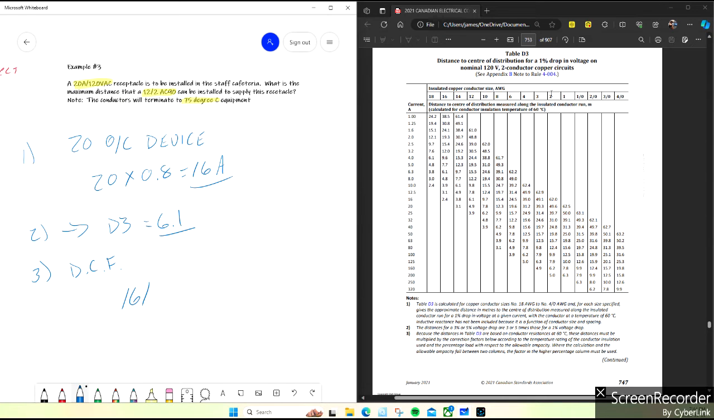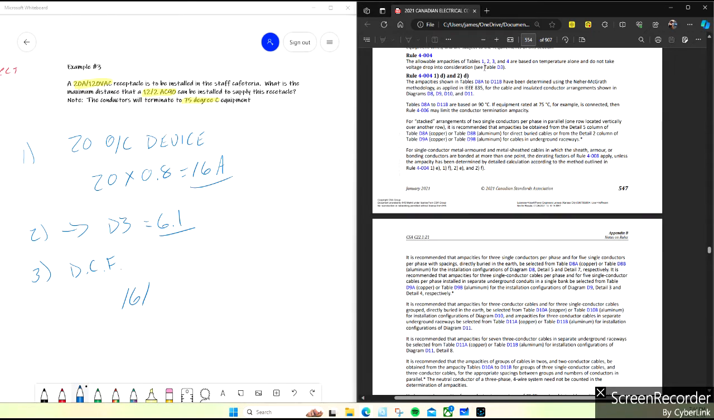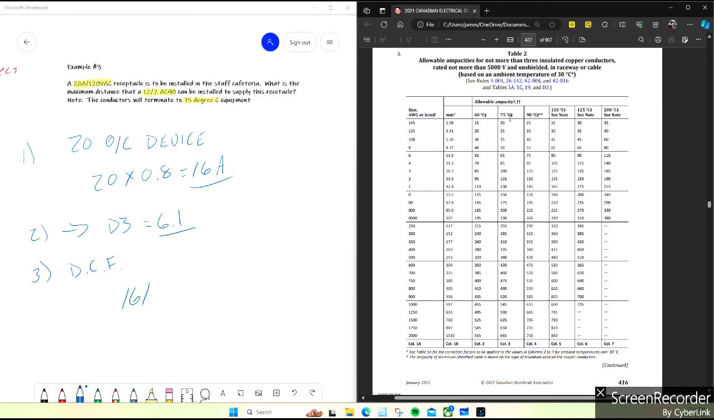So if I go back, Table 2, the only difference here is, yes, I'm using a 90 degree rated conductor, but because we're terminating to 75 degree equipment, I have to use this column. So in here, I can see a number 12 is good for 25 amps. Right, so I'm going to take 16 divided by 25. I divide that, I will get 64%. Again, there is no 64% option, so this will end up going to 70%.